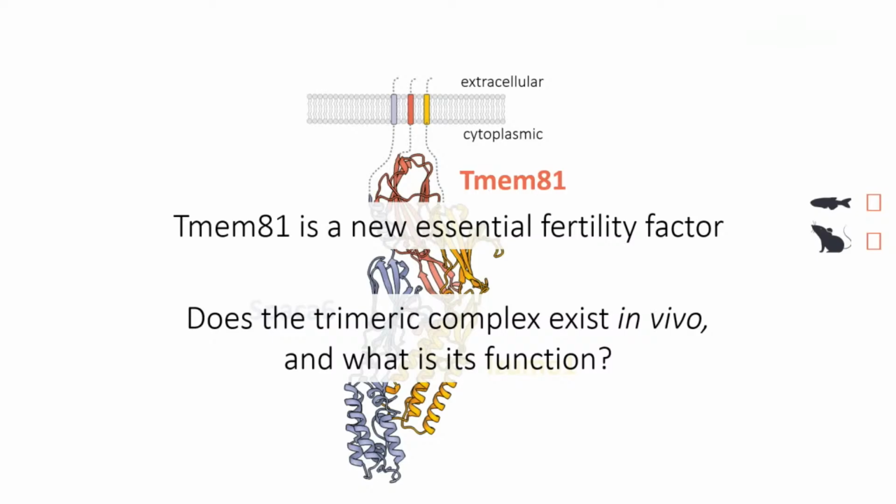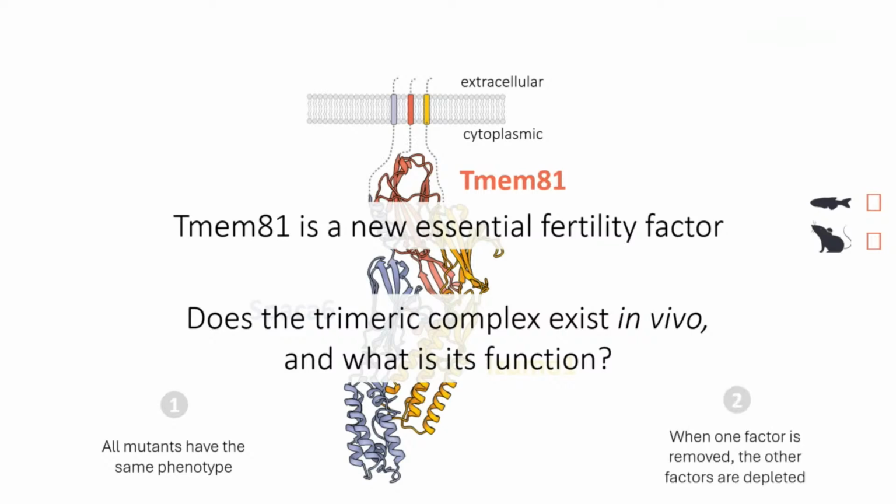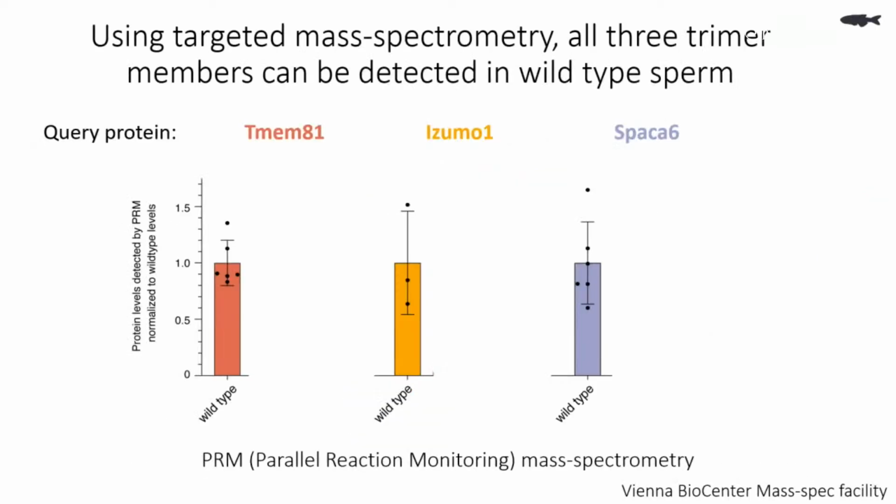So what about this trimeric complex? We already had an indication from the fact that all the mutants we had looked at that form this trimeric complex share exactly the same phenotype. So they are arresting at the same step during fertilization. However, more clearly pointing towards a complex formation was this finding: when we remove one factor in zebrafish genetically, we generated a mutant, we lose the other two factors also from the sperm. And that experiment I can share with you here.